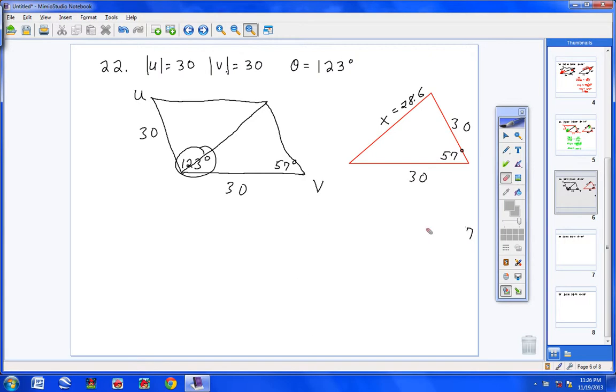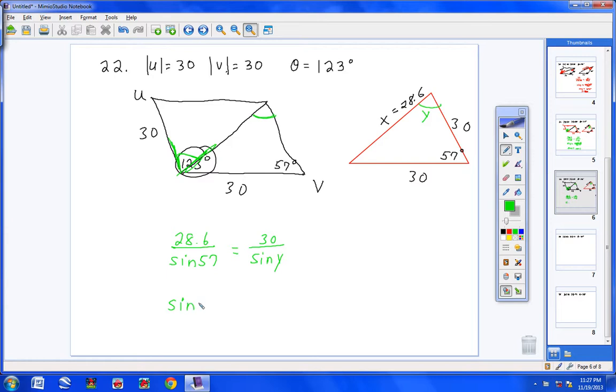Now, the next thing they ask us to find is the measure of this angle right here, the angle that's formed with U, and the resultant, which is this angle right here, which is the same as this angle here. So we're going to find this angle here using the law of sines. So here we go. 28.6 over the sine of 57 equals 30 over the sine of y.